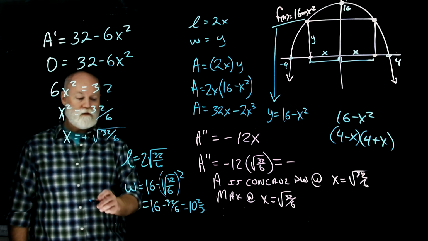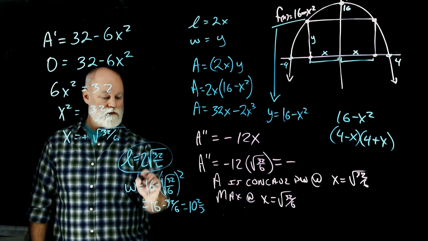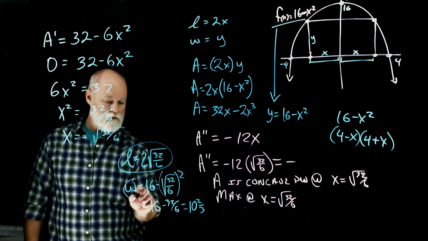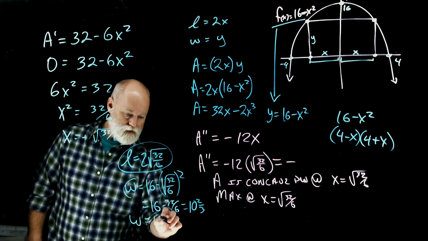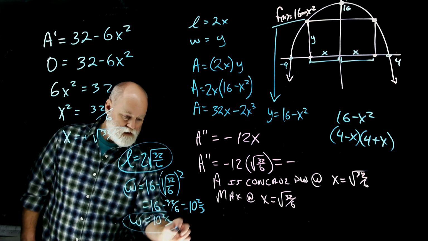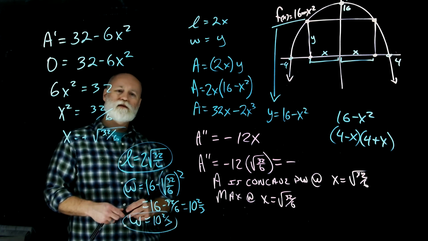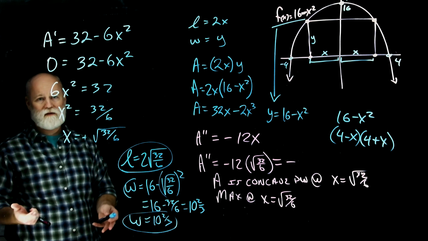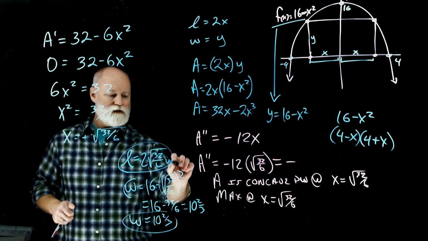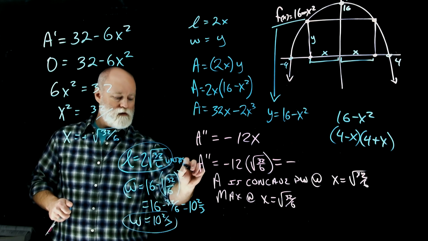And then there are our dimensions. Here's our length, and here's our width. So W equals 10 and 2/3. If we had units on this, we'd stick our units on this, but this problem didn't have units to begin with, so I'm not going to stick units on the end of it. What we could say is we'd say units and units.